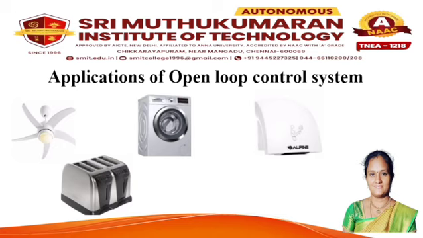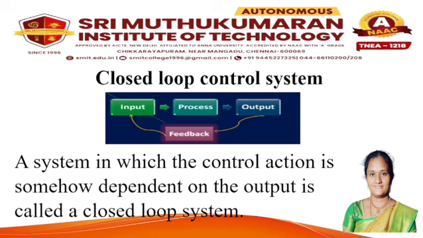In a washing machine, in a timer based washing machine, the washing process runs for a fixed time and does not depend on how clean the clothes are. In an electric toaster, the toaster heats the bread for a preset time and does not sense whether the bread is properly toasted. In a hand dryer, it works for a fixed duration once switched on and does not monitor dryness in basic models.